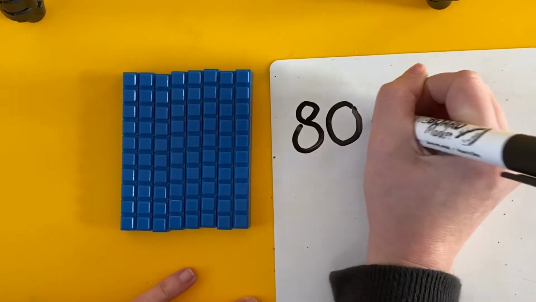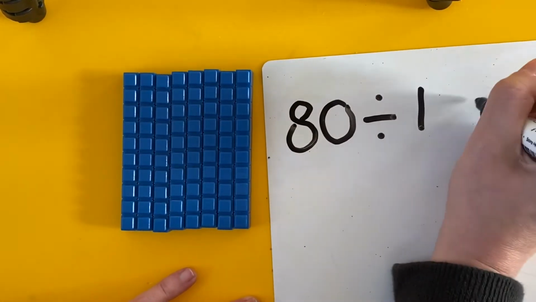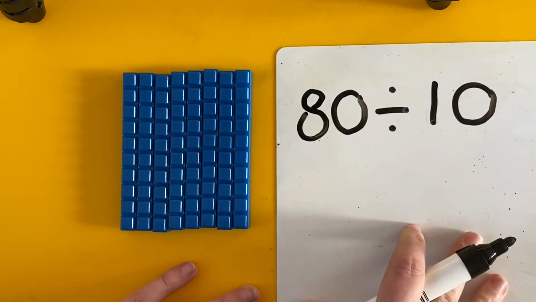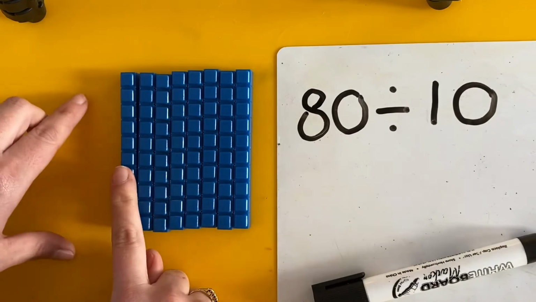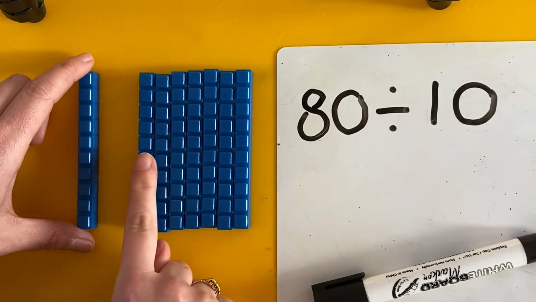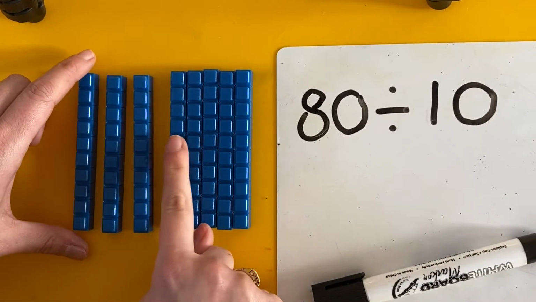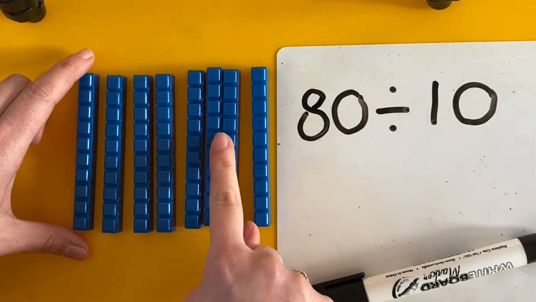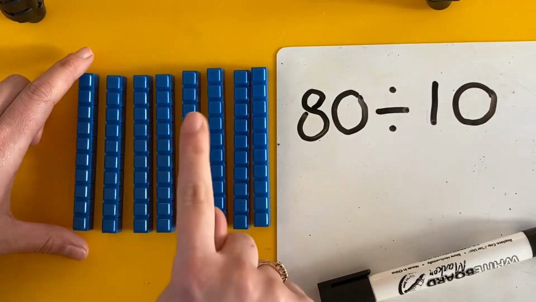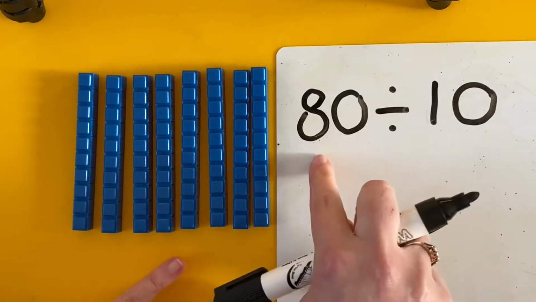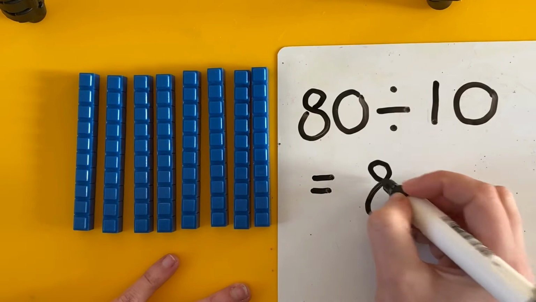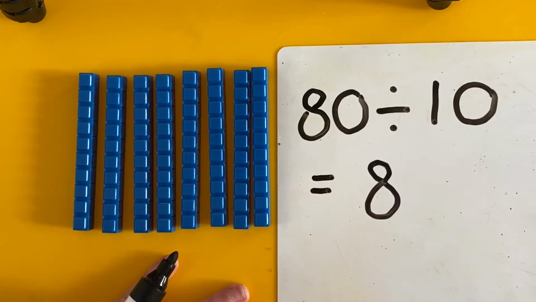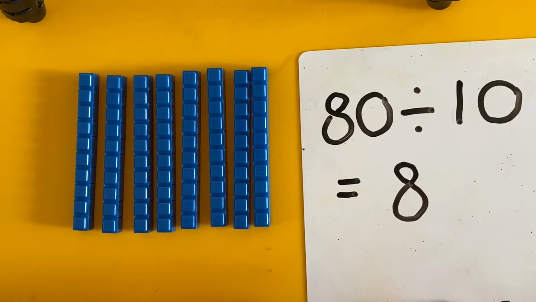And we are going to divide them by 10. 80 divided by 10. Now we know, don't we, that each stick has 10 blocks in. And we have 1, 2, 3, 4, 5, 6, 7, and 8. 8 altogether. 80 divided by 10 equals 8. Can you see the pattern that is forming here? Let's have a look at another example.